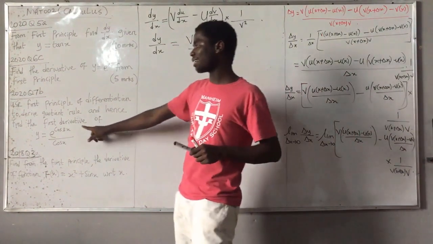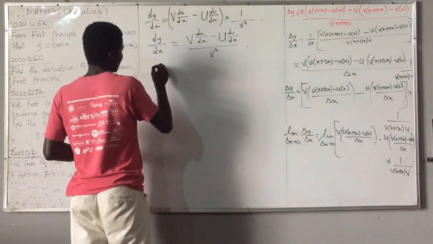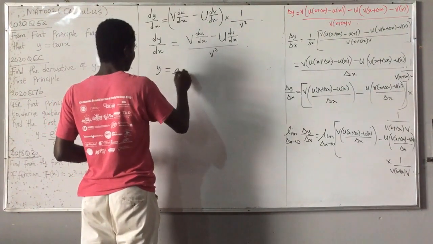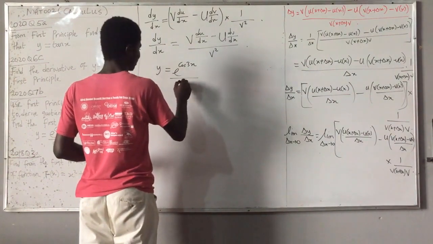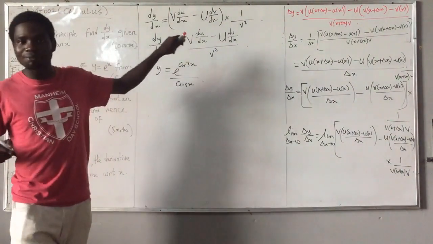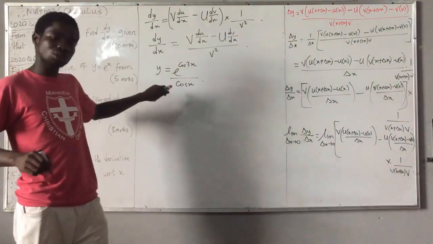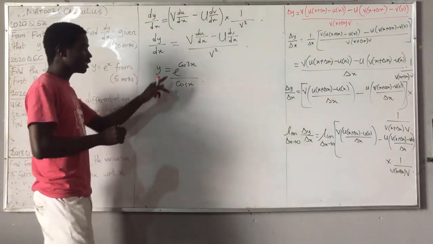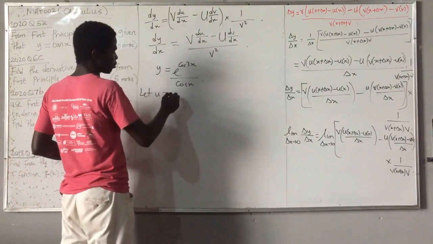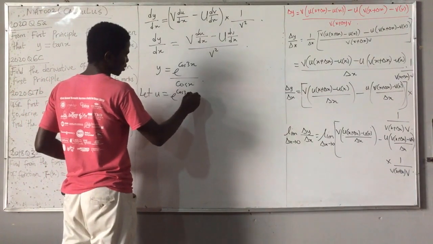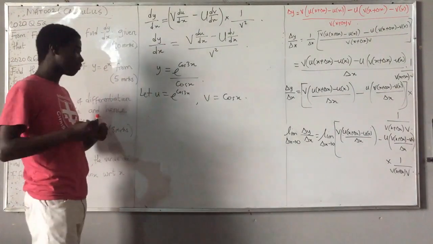The next one now is, they say I should find the first derivative of this. So I have y is equal to e raised to power cos 3s all over cos s. Because of what I have done here, I'm going to use this quotient rule to find dy/ds. In this case, let u be equal to e raised to power cos 3s, and v be equal to cos s. Do you get that? I will now find du/ds.